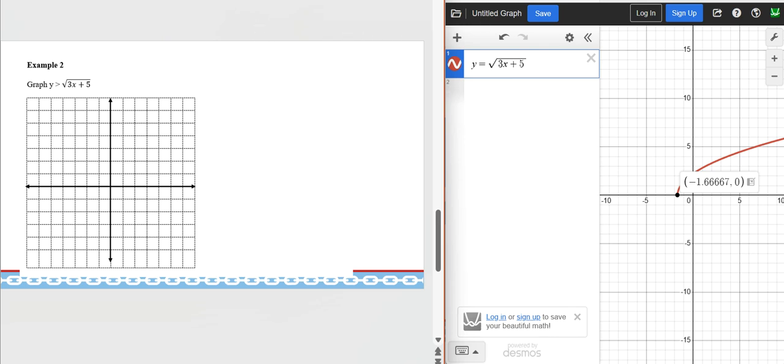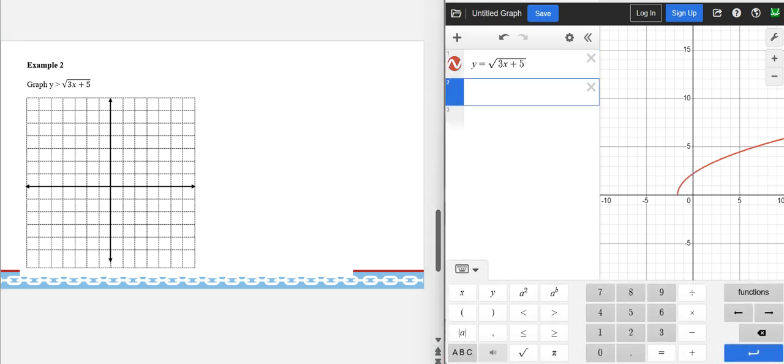But I need to think back to Algebra 1 and how do I graph an inequality? Well, I remember back that if it is an or equal to, I use a solid line. And if it's not, if it's just greater than or less than, I use a dashed line, right? And y is greater than, so it's going to be above that dashed line.